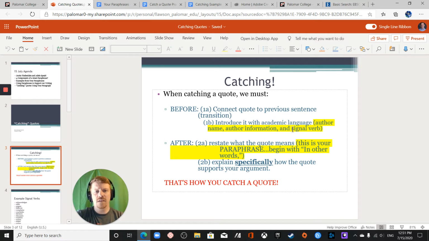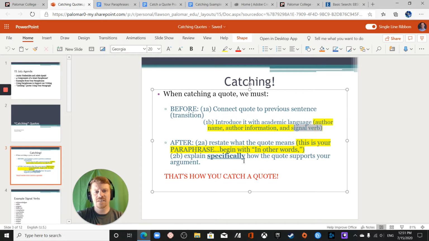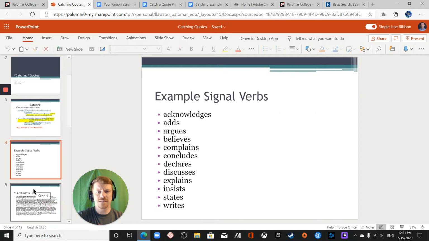But if we look here, think about catching, and we talk about signal verbs. Just to let you know what that means, signal verbs are simply verbs that signal there is a quote or a paraphrase coming up next. You usually think of this in terms of the word like says, but these are the academic ways to say that. Something like acknowledges, adds, argues, complains, concludes, states, writes. All of these types of words introduce academic quotation in catching or academic paraphrases.